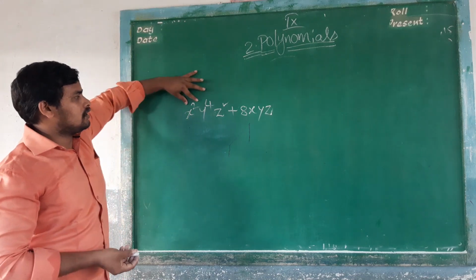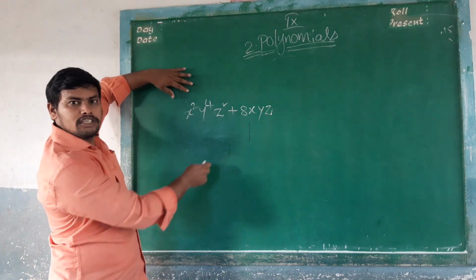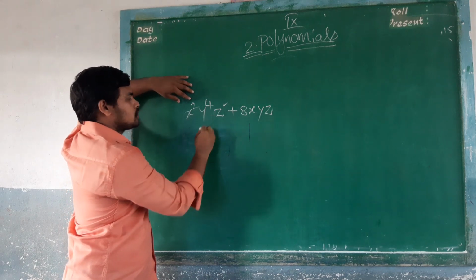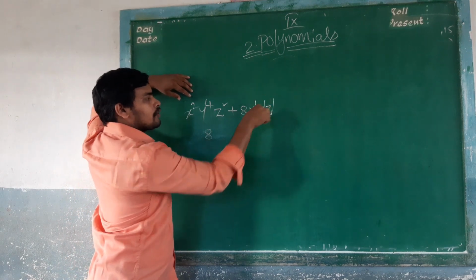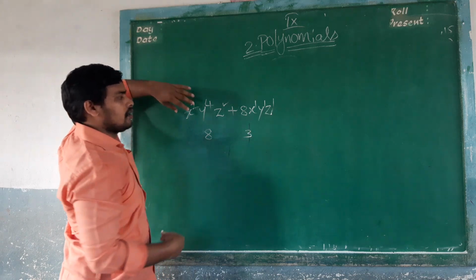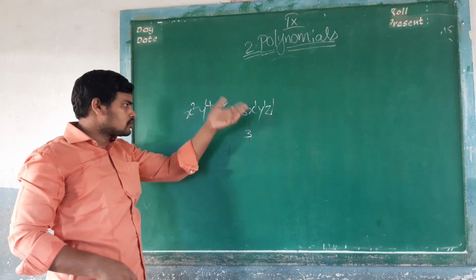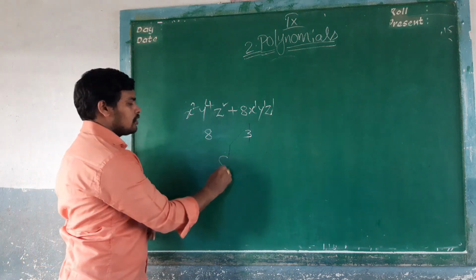So what is the degree of this particular term? 2 plus 4 is 6, 6 plus 2 is 8. 1 plus 1 plus 1 equals 3. The degree of a constant is always 0. So which is the largest one? 8. So the degree of this particular expression is 8.